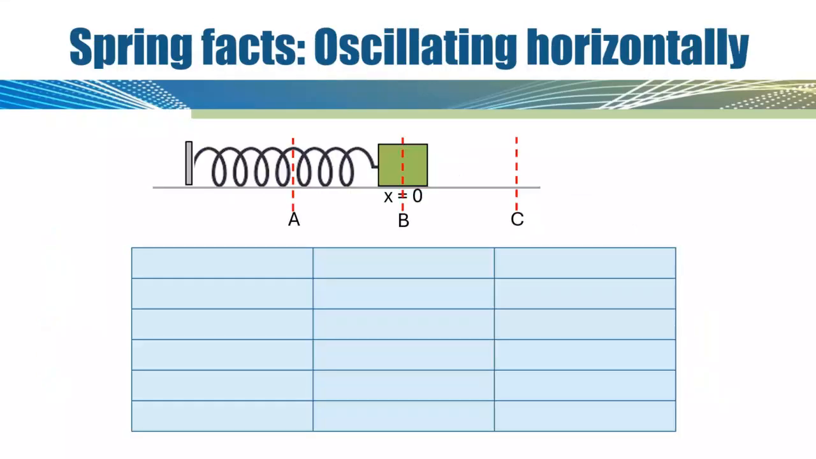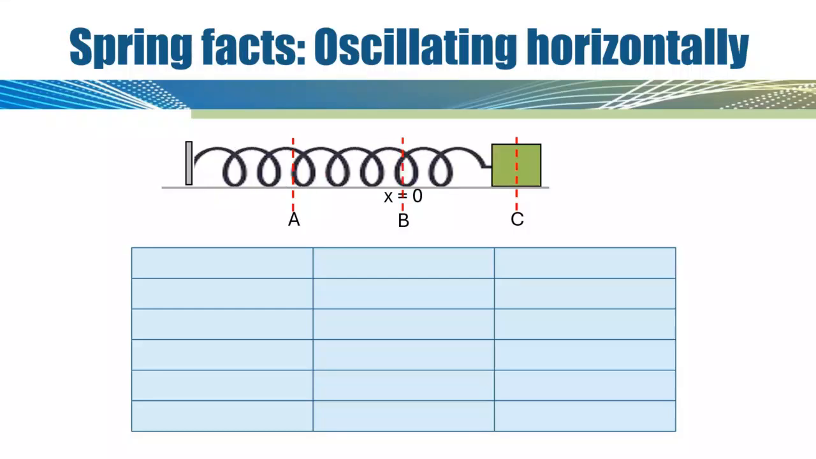Let's start by looking at a mass on a spring that's oscillating horizontally. When a mass spring system is stretched and the mass is at position C, the displacement's at a maximum. And the displacement is positive because it's moved in the positive x direction. The restoring force is also at a maximum from F equals kx. And Hooke's law tells us that the restoring force is negative because it acts in the opposite direction as the displacement. And from F equals ma, if force is at a maximum, then the acceleration must also be at a maximum. And since the force was negative, the acceleration is also negative.